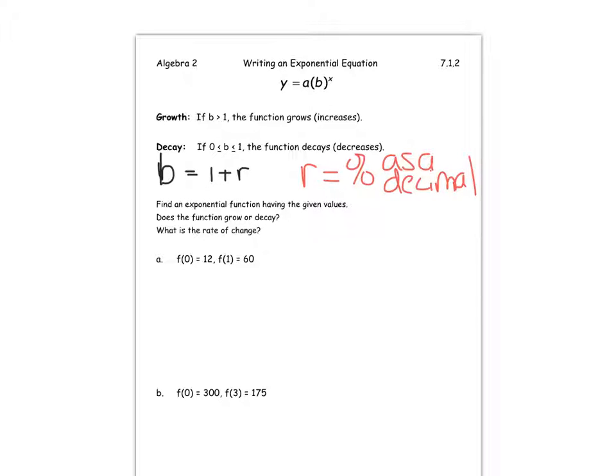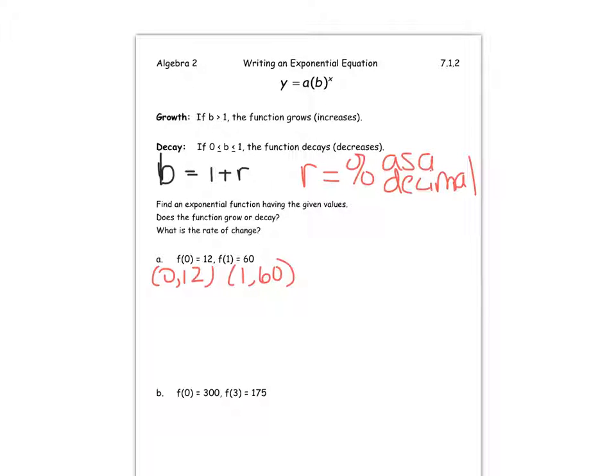All right, so let's give it a try. Find the exponential equation that has the following values. f of 0 equals 12 and f of 1 equals 60. So that's giving us 2 points. That's giving us (0, 12) and (1, 60). Remember, what's inside the parentheses of a function notation is the x, and the output is the y.